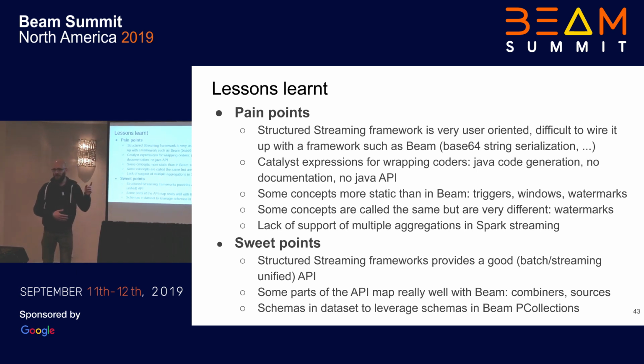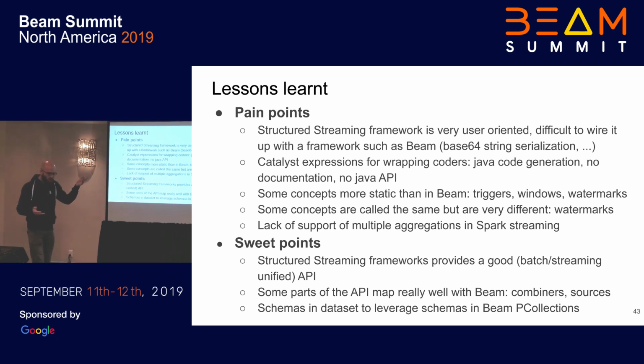Also, I gave all the details on the Catalyst part, because that was a pain. Catalyst expressions to wrap the Beam coders, like I said, contain Java code generation, so that's kind of difficult, and there is no documentation on these Catalyst expressions, and there is no Java API. So you have to bridge with Scala to call these APIs, because the runner is written in Java, and the Spark engine is written in Scala.